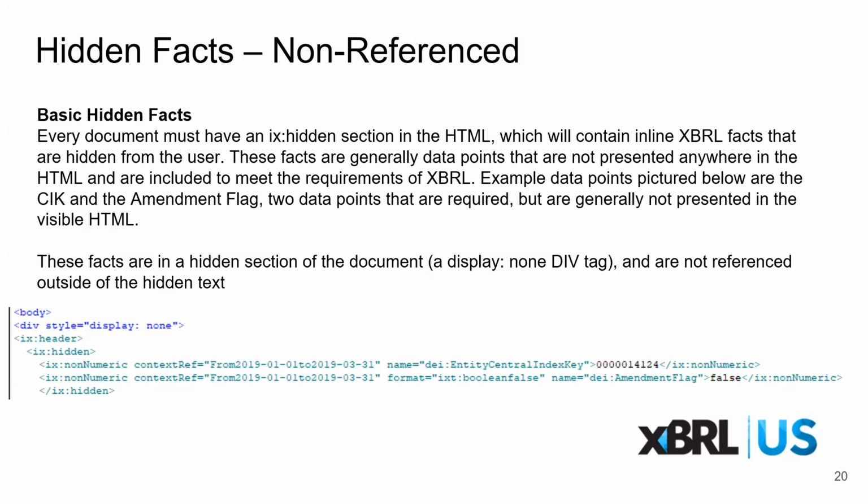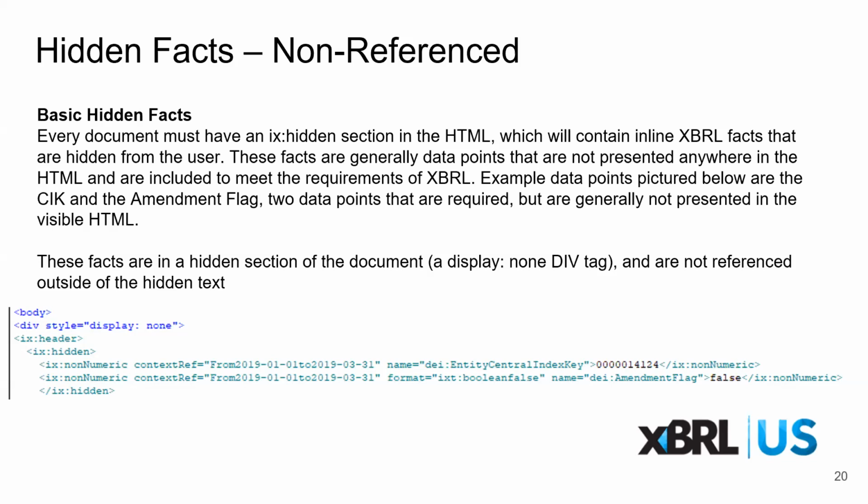You're not going to see an amendment flag saying false. That's not going to be there. So they're presented as hidden facts to comply, but not actually disturb the look of your document. Now, these facts are in this hidden section, and they're in a display none div tag, which are usually in the body of your document.